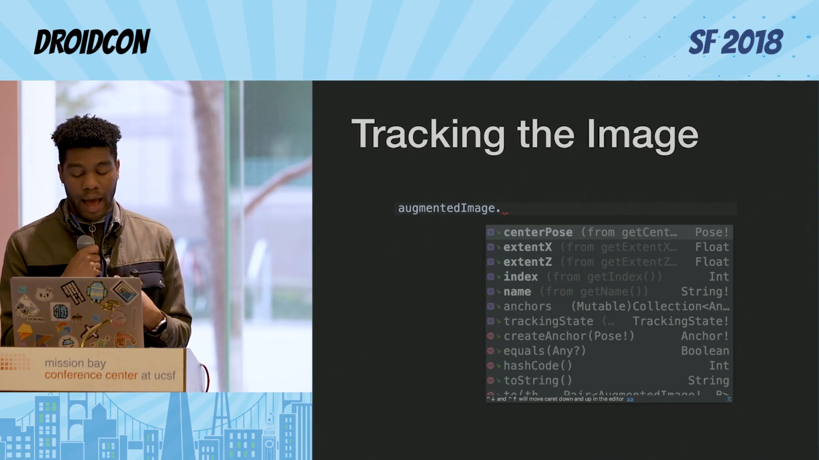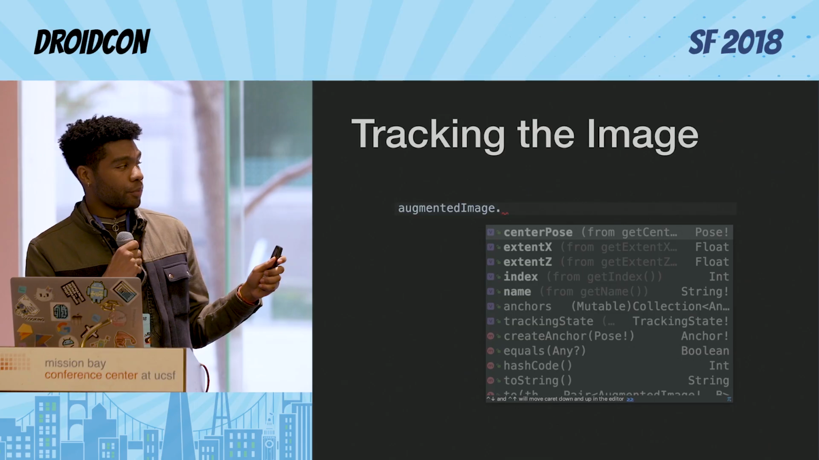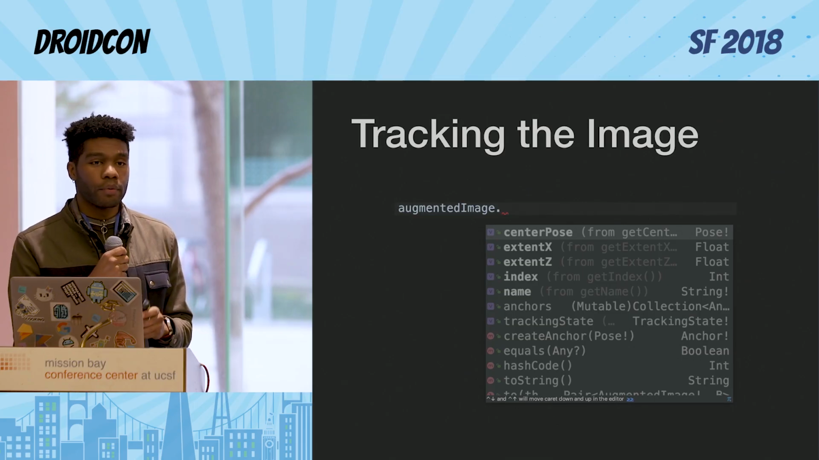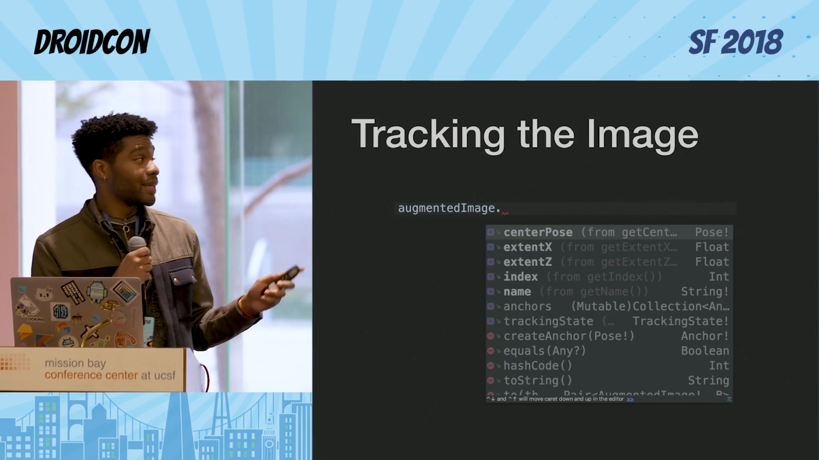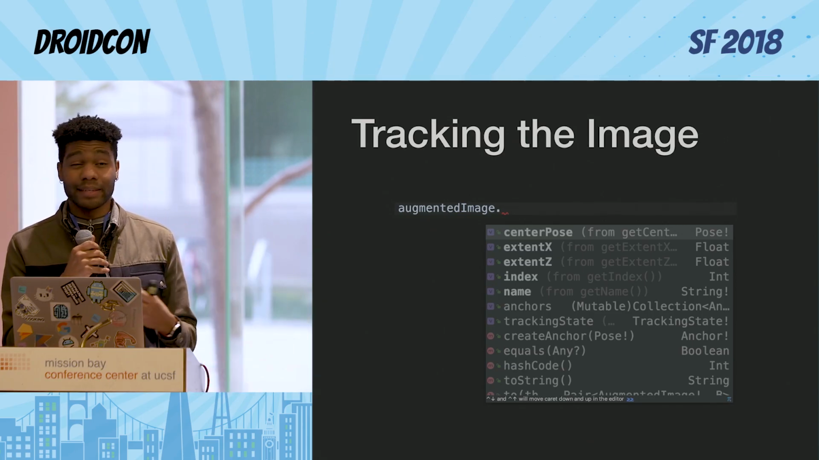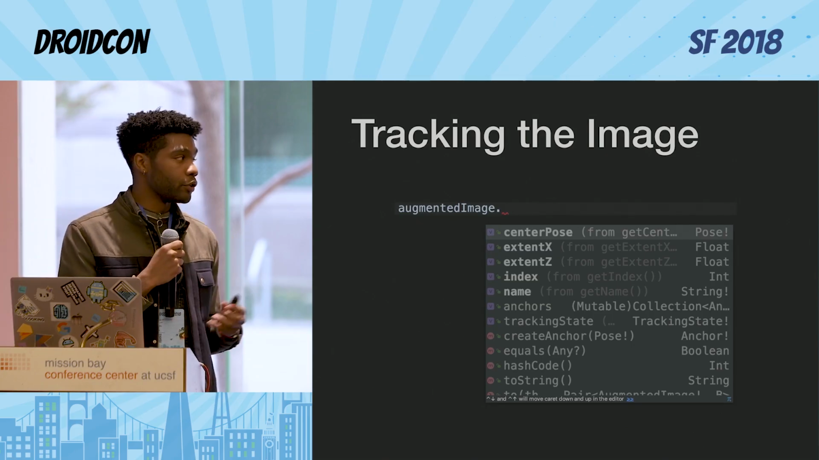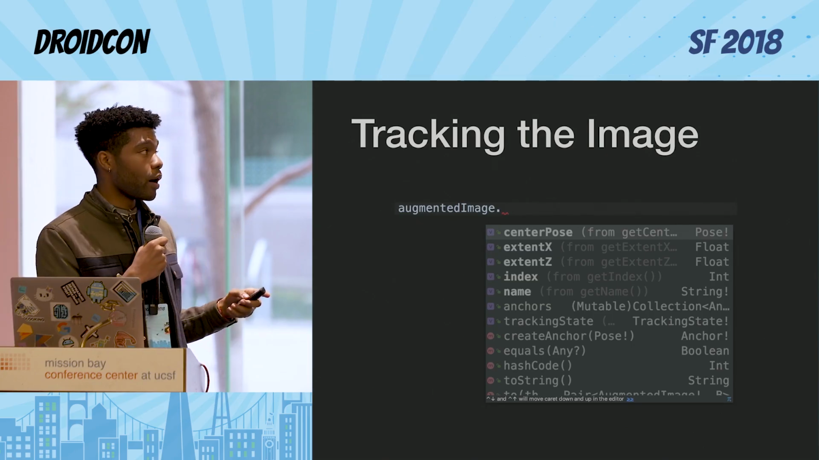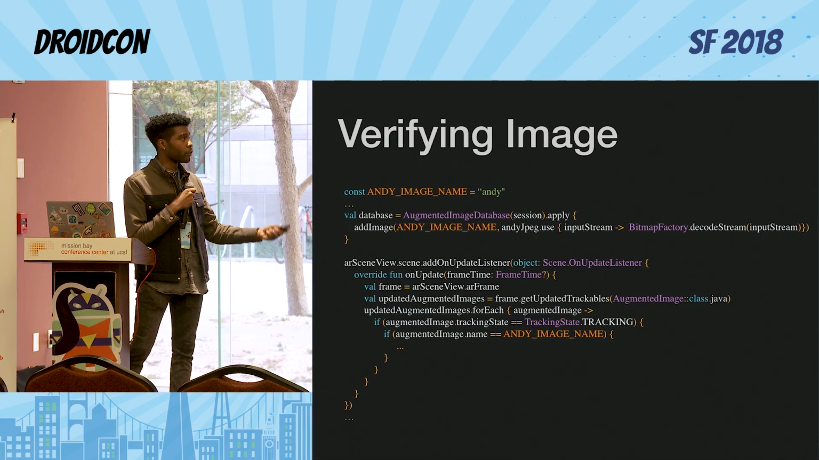But what I've realized is that the name attribute here is probably going to be one of the most important attributes when you're using this augmented image object, mainly because this acts as an identifier most of the time. It doesn't have an ID or anything, but you're going to use this as an identifier when you are verifying your image here.